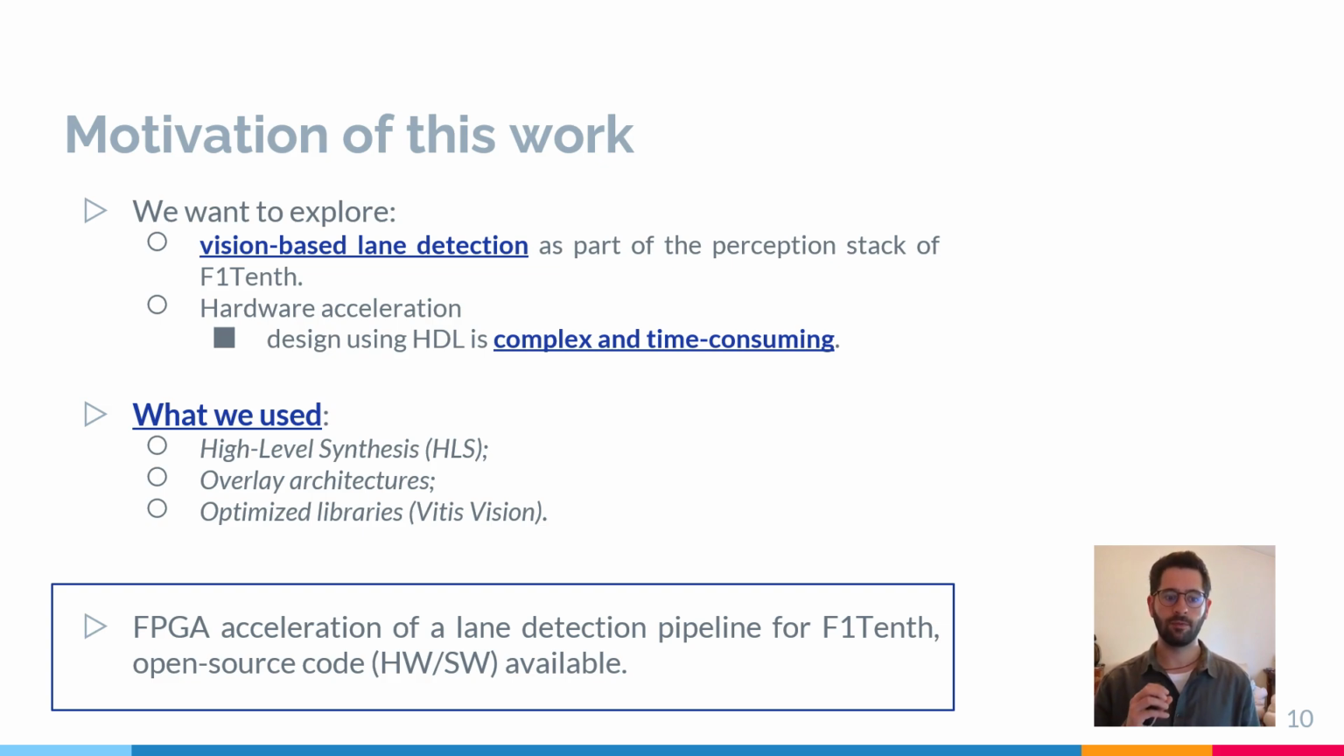Our goal is to explore a vision-based lane detection system as part of the perception stack that we already have on our F110, and to explore hardware acceleration for the lane detection system. However, using HDL to design accelerators is complex and time-consuming, so we adopted HLS to implement our computer vision kernels using Vitis Vision, that is a library from AMD for optimized computer vision kernels. We also adopted overlays architecture to simplify deployment of accelerators and interactions between CPU and accelerators. Of course, we released hardware and software open source.